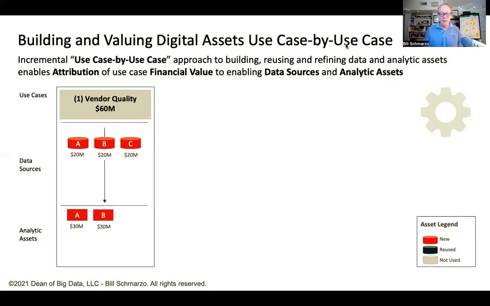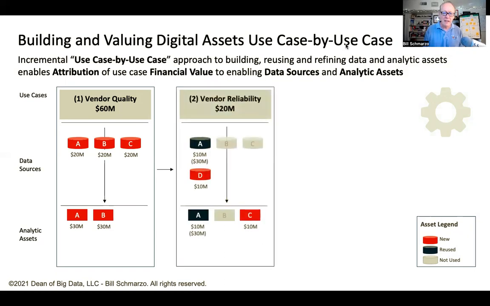Great start. Second use case comes along, and this is about improving vendor reliability. Vendor quality is good, but if I can't have the products delivered on time, in full loads, without vendors and contract manufacturers canceling what they can deliver to me, vendor reliability becomes very important. Now, in our analysis, it's worth $20 million. It's not quite as important, but it's still important, which is probably why it was second.